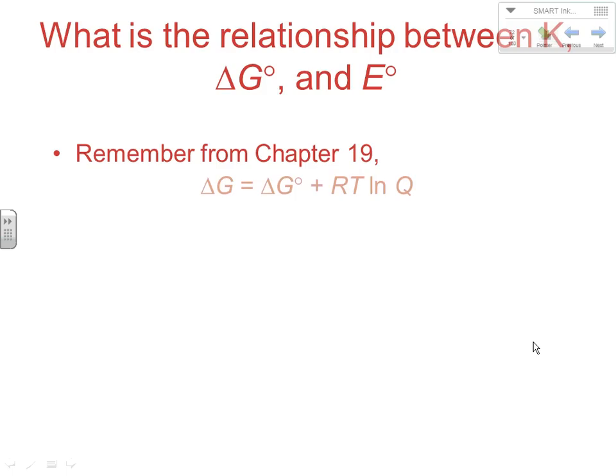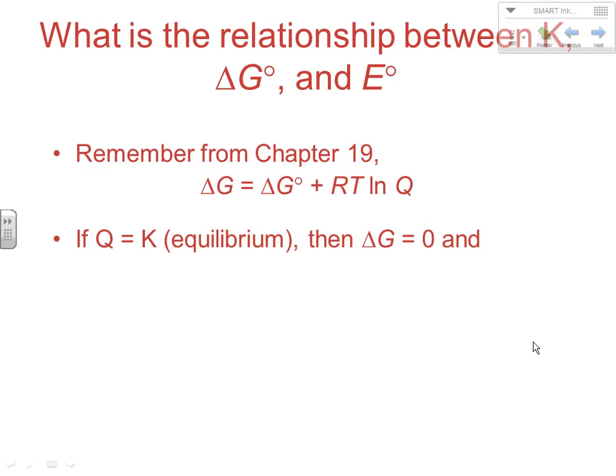Now, we also looked at in previous chapters the relationship between delta G and K, our equilibrium constant. Well, if delta G is related to E, it's also related to K. So we really have three different variables we have to be able to manipulate between. Back in chapter 19, we talked about this equation, delta G equals delta G naught plus RT ln of Q. So if we have a reversible equilibrium system and we're not at equilibrium, we can calculate our non-standard delta G value. Now, if we are at equilibrium, remember Q becomes K and delta G is going to be 0. We know then that delta G naught would equal negative RT ln of K.